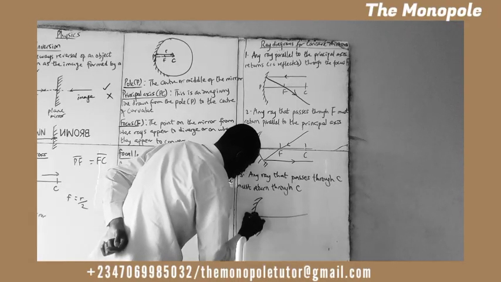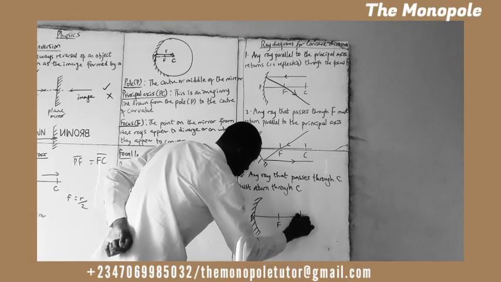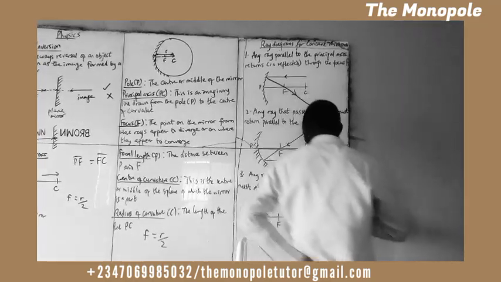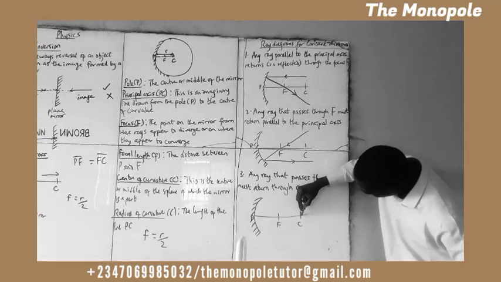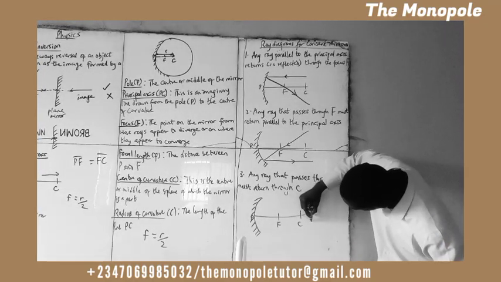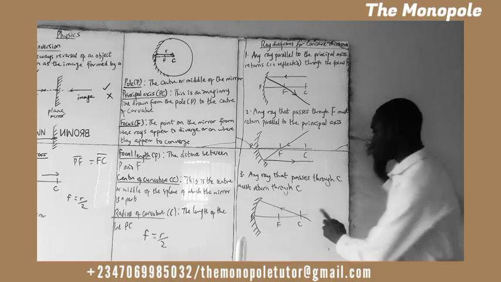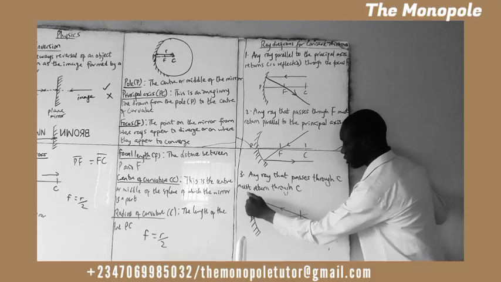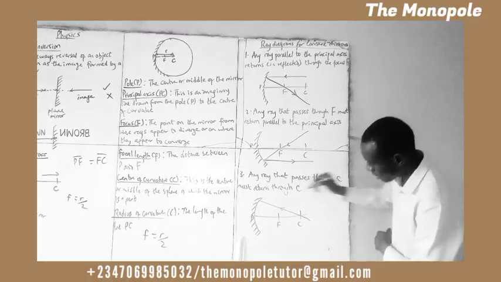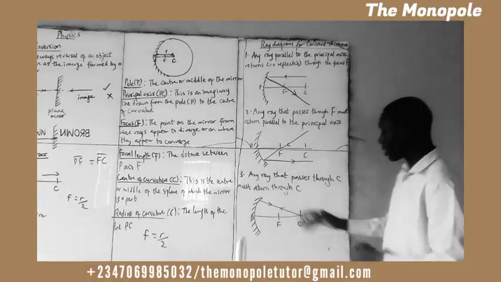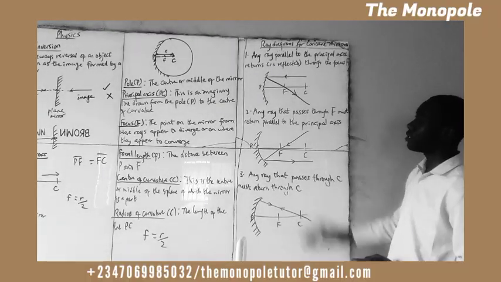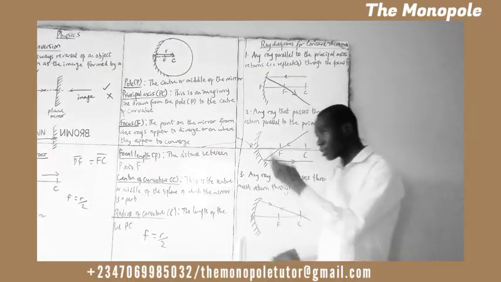So you have P here, you have F here, and you have C here. If the ray comes from C and hits the mirror this way, it is incident on the mirror. It's also going to return through that exact straight line this way. So we need any two of them to construct a ray diagram.